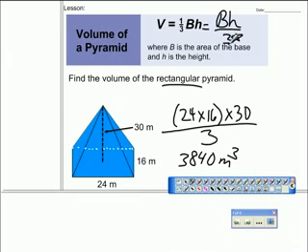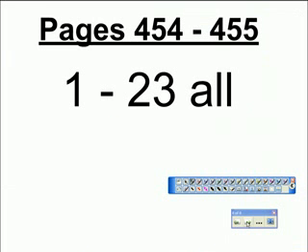All right. Pages 454 and 455, 1 to 23 all.